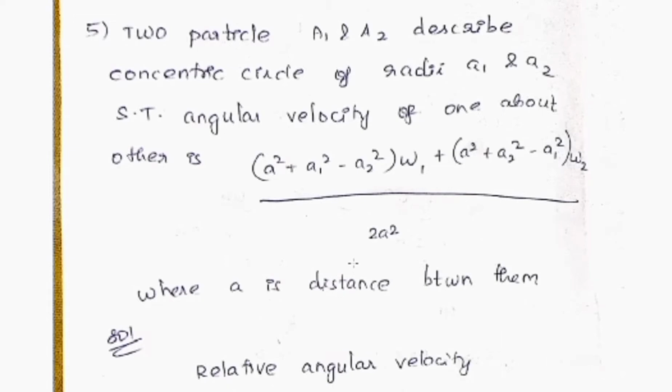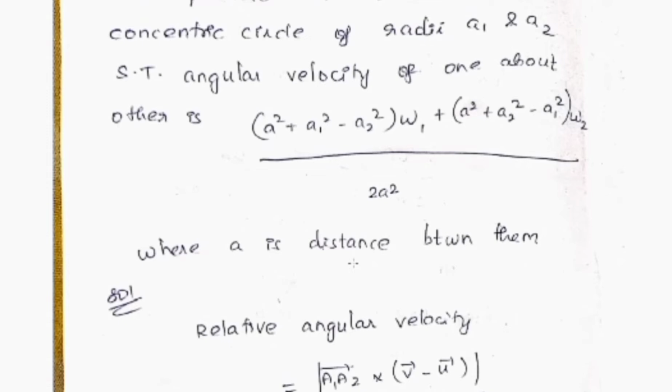So the two particles are A1 and A2, also represented by concentric circles. The innermost circle has radius a1 and the outermost circle has radius a2, and a is the distance between the two. You have to find the angular velocity for that.